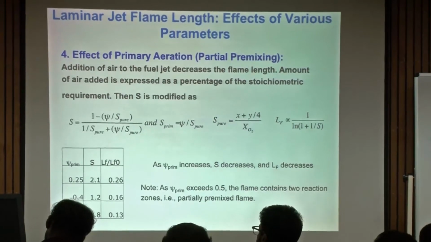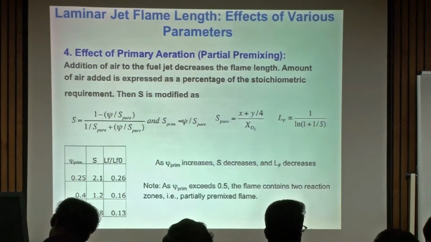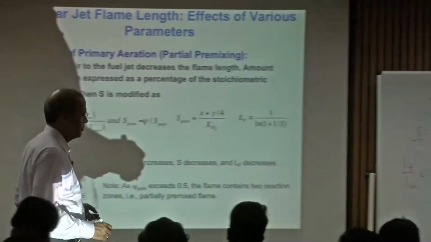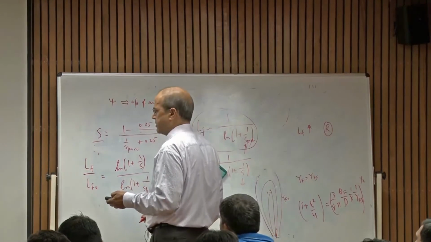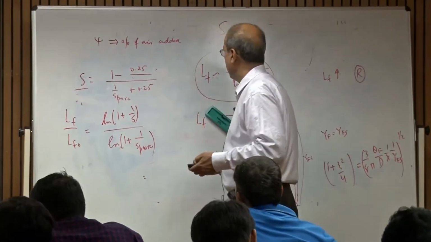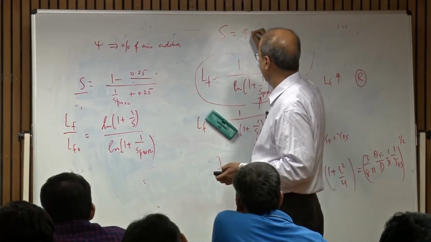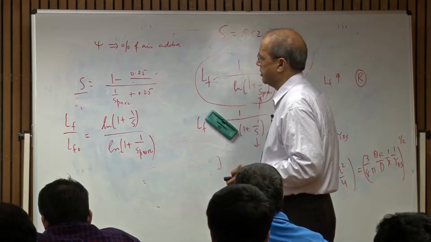So, let us assume this is methane. Then S pure, what was the value? You remember that value for methane for S? 9.52. Yeah, this is the right one. Okay.